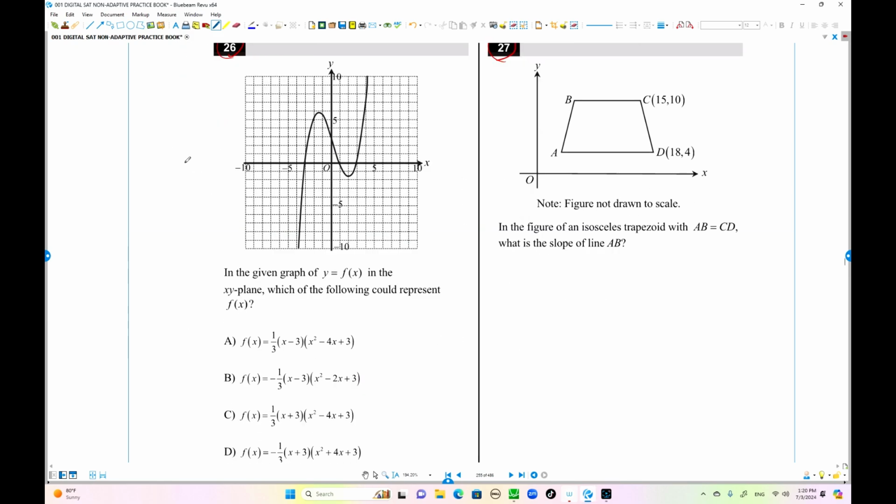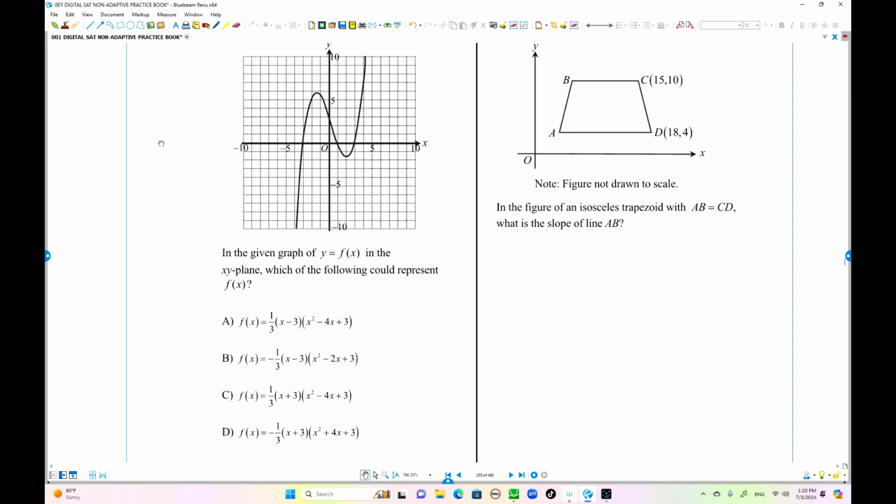Number 26. We have the graph of f of x. Which of the following could represent f of x? So there's a factored form you're going to find, right? When you factor the form, you find the x-intercepts, and each x-intercept creates a factor. This one is negative 3, so the first factor should be x minus negative 3, which is x plus 3. The second one is x minus 1, right? The third one is x minus 3.